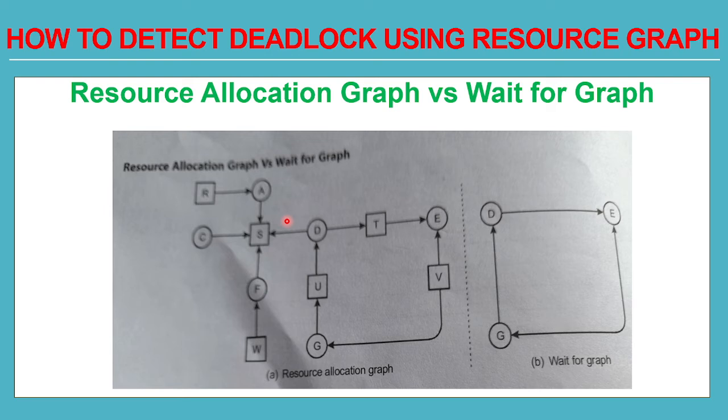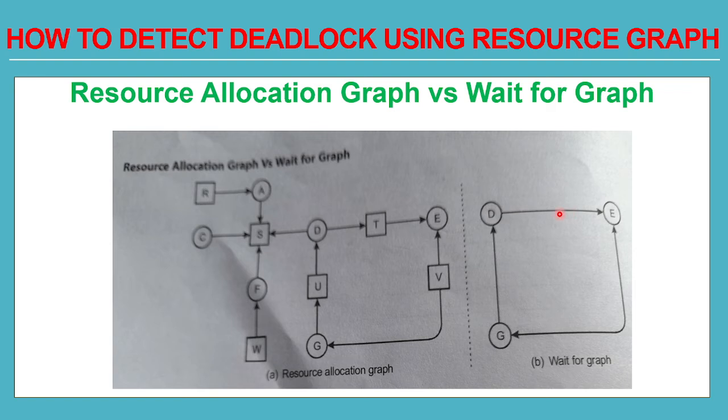So there are two types of graph we normally draw for detecting the deadlock: the resource allocation graph, as you can see in figure A, and the wait for graph, as you can see in figure B. Now in the resource allocation graph, there are resources and processes shown. The rectangles are all resources, and whatever is put in a circle is called a process, and they are connected using lines with arrows. So that is the resource allocation graph.